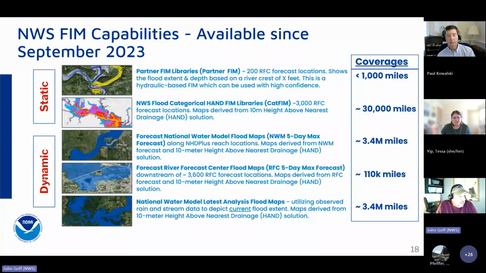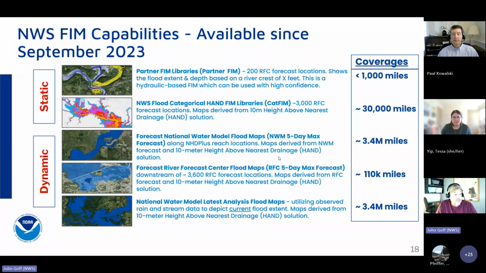Then we have this dynamic FIM. Dynamic FIM is what's changing. So think of this as being available when we have high flows and it's changing constantly. So you're going to have the National Water Model 5-day max forecast. This is for all 3.4 million miles of streams, creeks, and rivers.